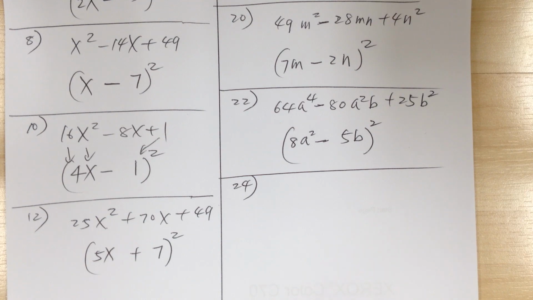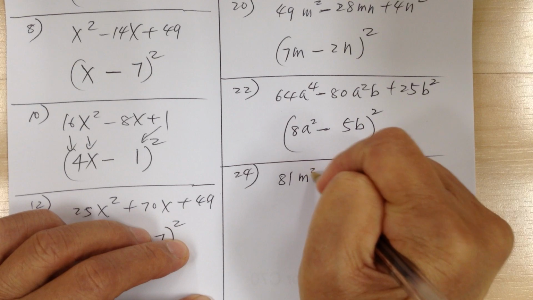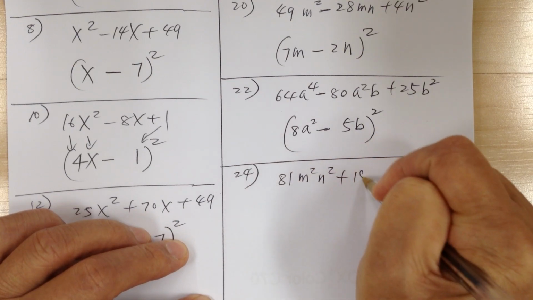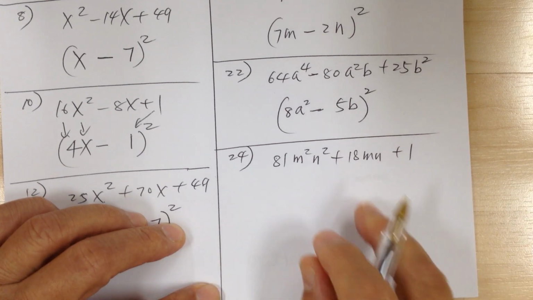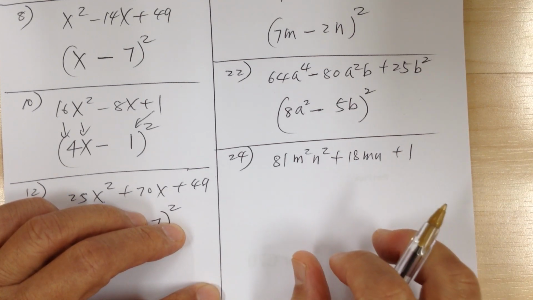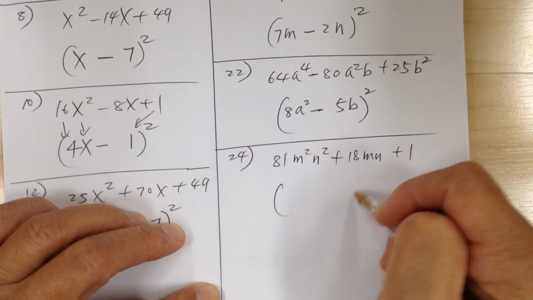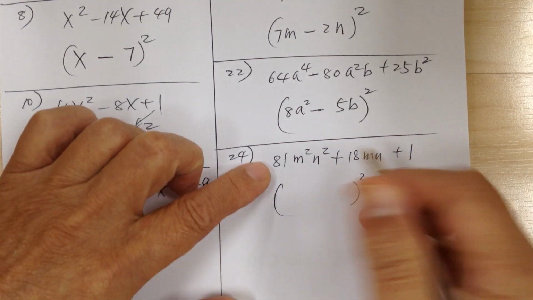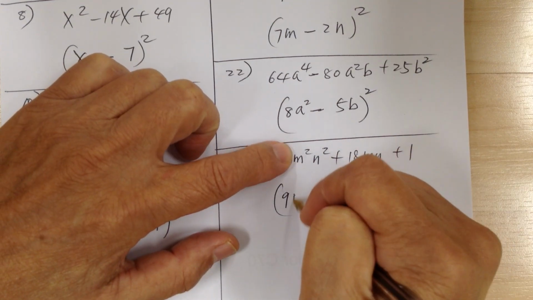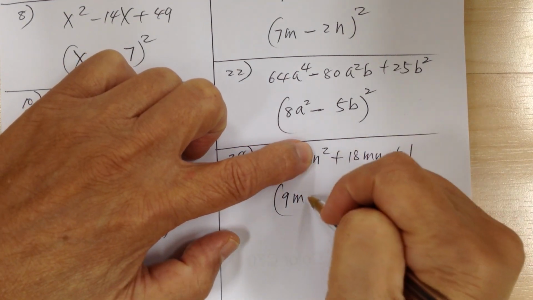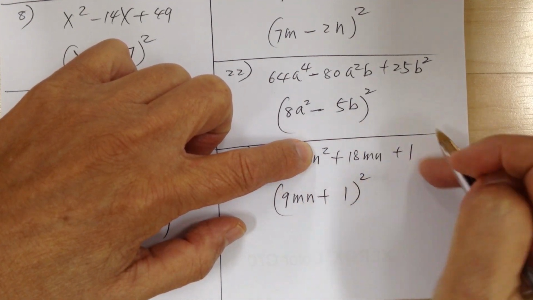Okay, 24. You have 81m squared n squared plus 18mn plus 1. Again, step 1, common factor cannot. So step 2, 3 terms, you have to go to step 2b. Okay, so you're going to get 9. 9 squared gives you 81. To get m squared, you need to have m here. To get n squared, you need to have n. And you need to get plus. And this would be 1. 1 squared gives you 1.